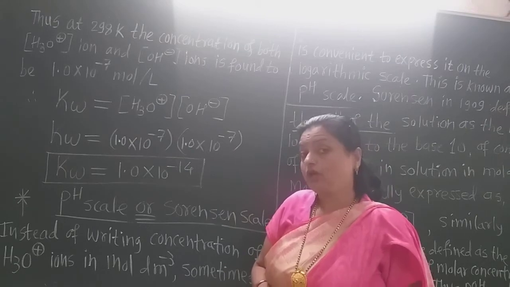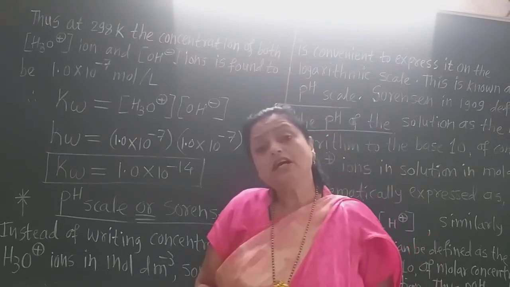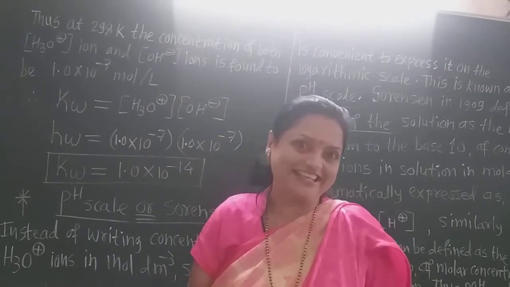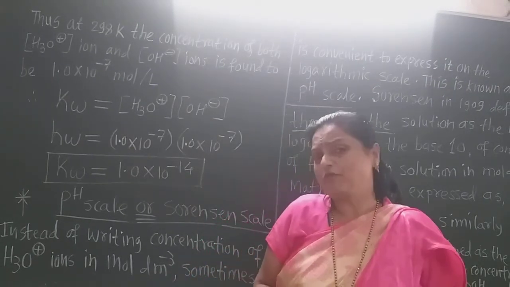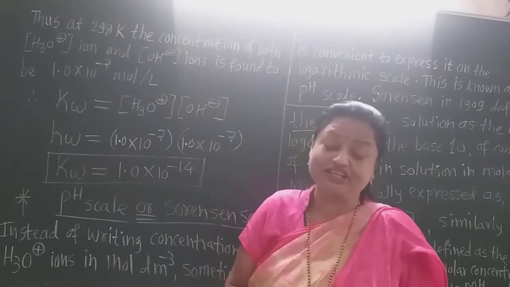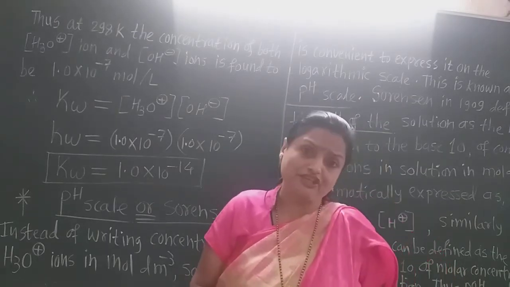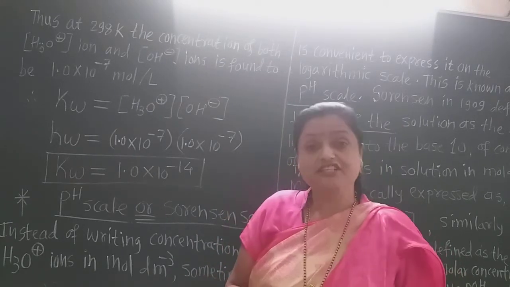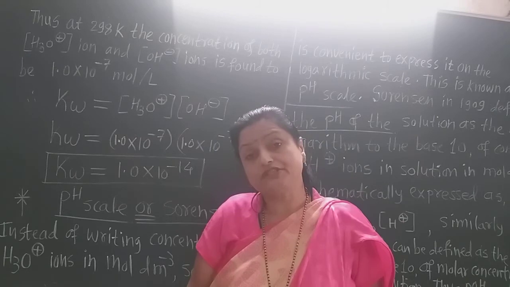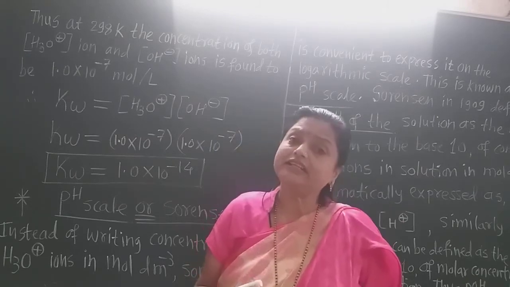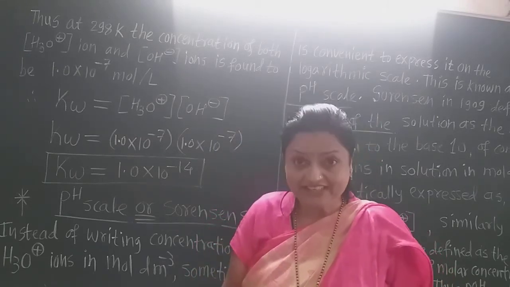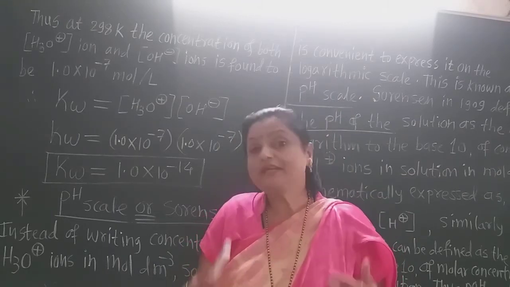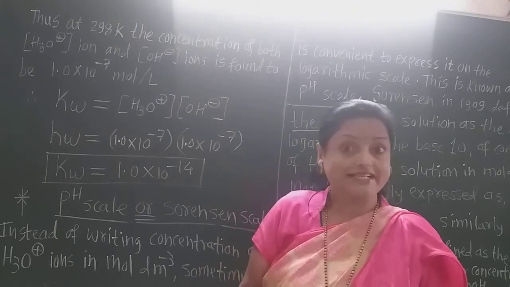Remember, students. Now let us learn the pH scale or Sorensen scale. Sorensen is the name of the scientist who found out these pH scales. Now what is this pH scale? Sometimes the concentration of the hydronium ion or H plus ion is given in the pH scale, which is more convenient than in moles per decimeter cube. So the pH scale is developed by Sorensen.